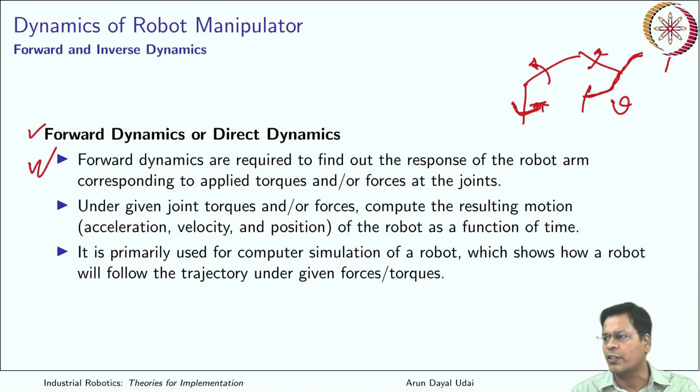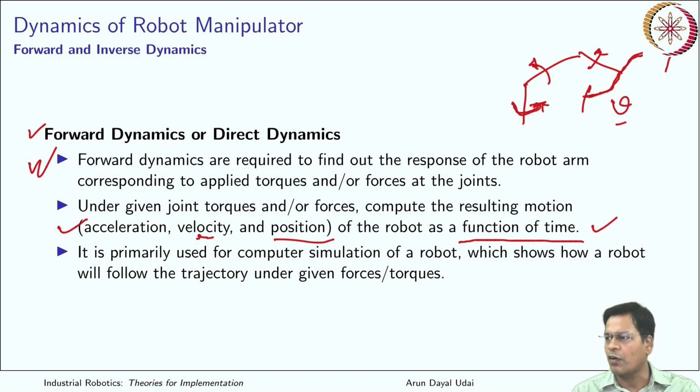So you apply a torque and force at the joint and you study the effect on end effector motion. That is forward dynamics. Under any given joint torques and forces, we compute the resulting motion. What motions do we study? We study acceleration, we study velocity, and sometimes, if it is point to point motion, we also study where it is going to stop. So we can study the position characteristics of the robot as a function of time. This is very, very important.